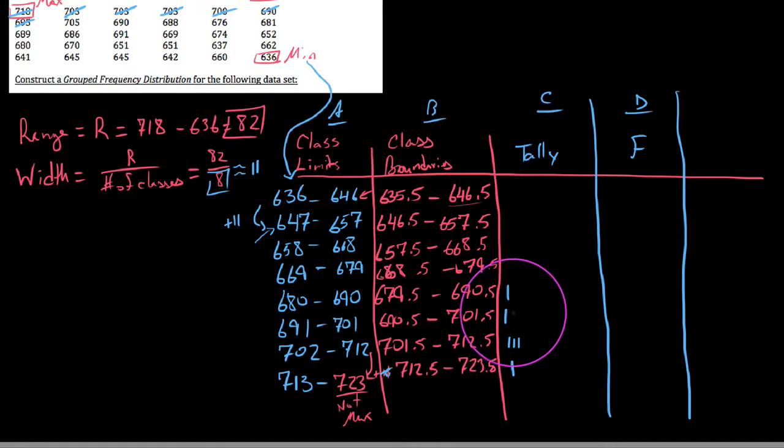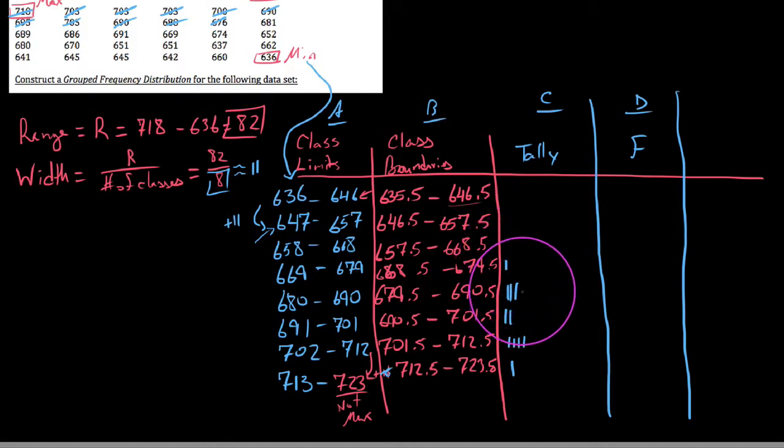695 fits in this class here. 705 is still kind of down here towards the end right there. 705. 690, we've seen before, is right here. 688 also goes in the same class that 690 did. 676 here we have is in this class here.